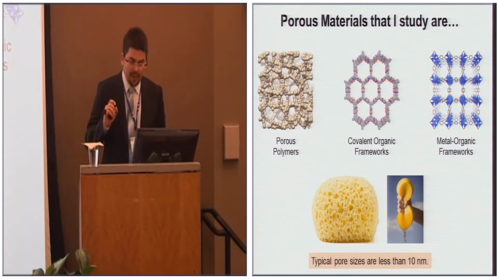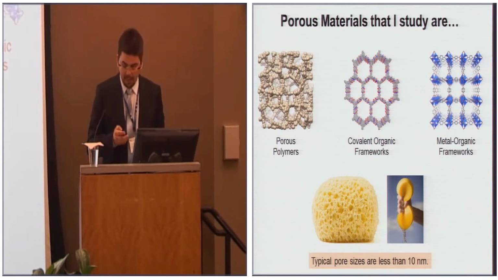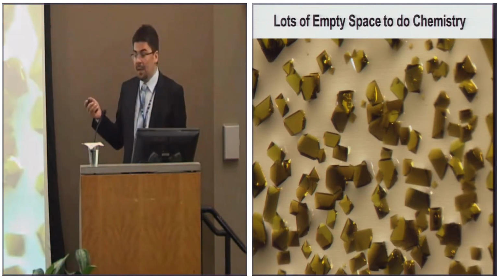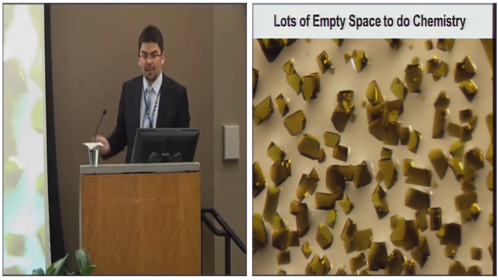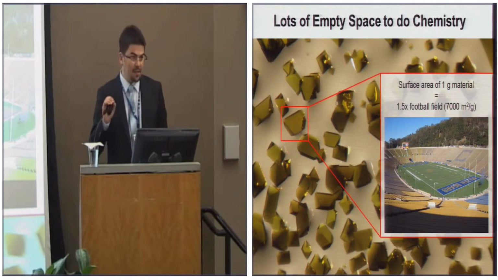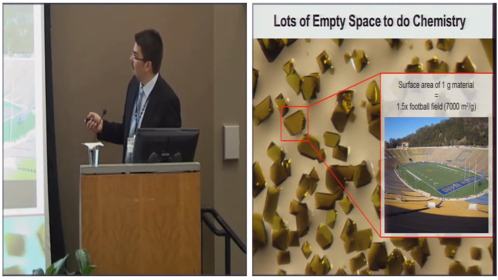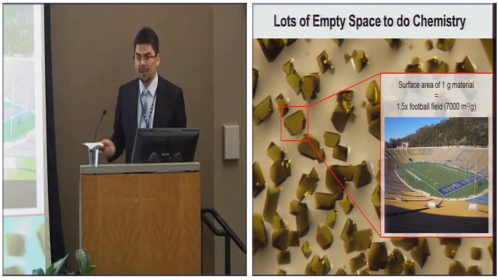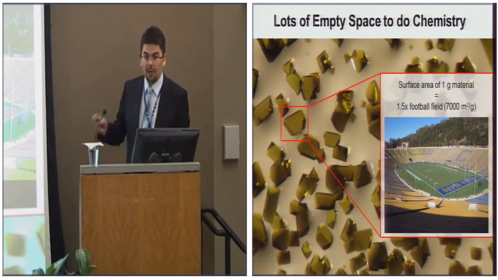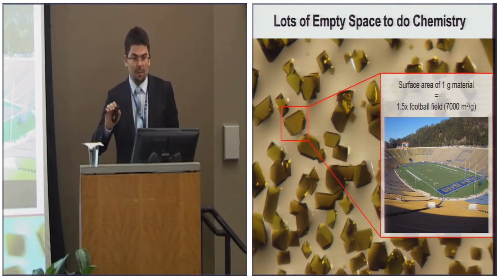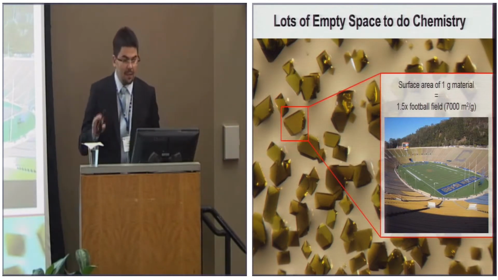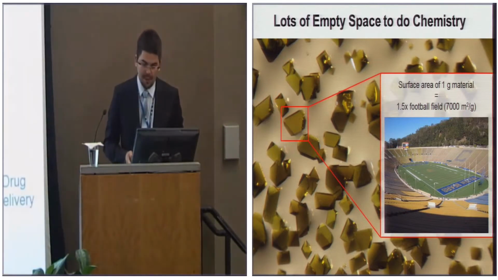With that scale, we can now do some functional chemistry for certain applications. This is what those materials could look like on the macro scale, nice crystal structures. If you take one of those crystals at a 1 gram scale, just 1 gram of material, it has a surface area which equals 1.5 football fields. That means you can put as many molecules inside 1 gram of this material as you can arrange on a football field. So there are a lot of opportunities with that much empty space to do chemistry with those materials.